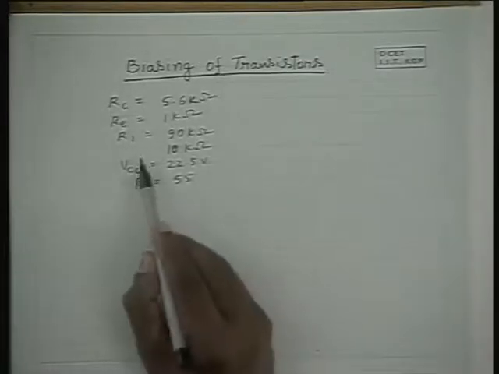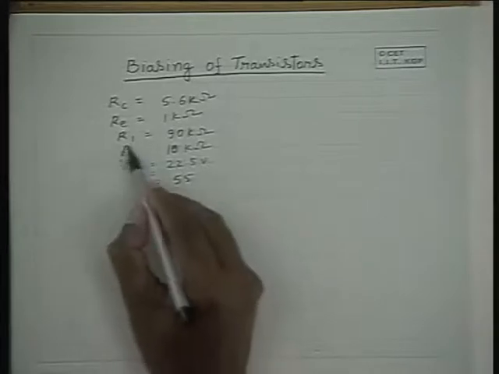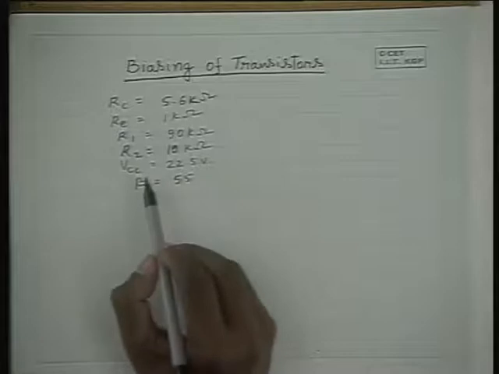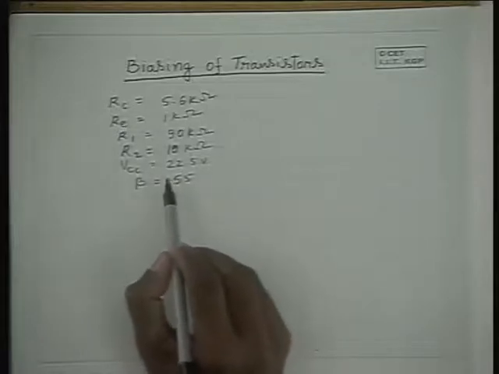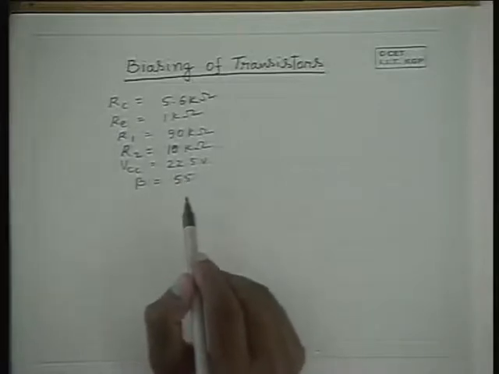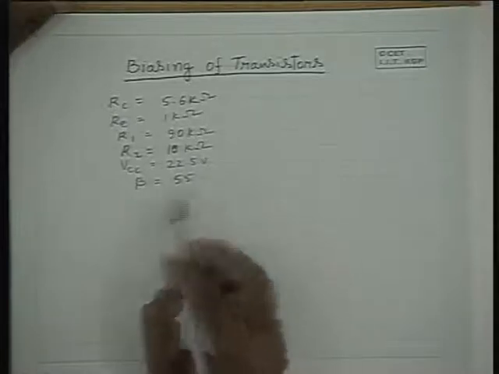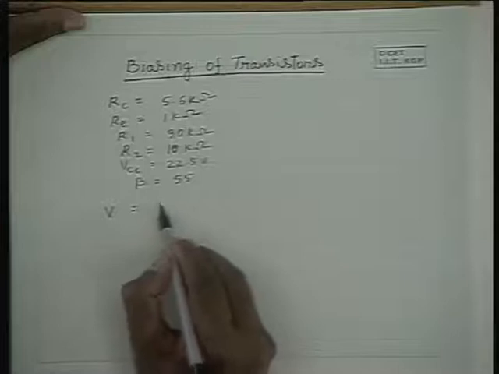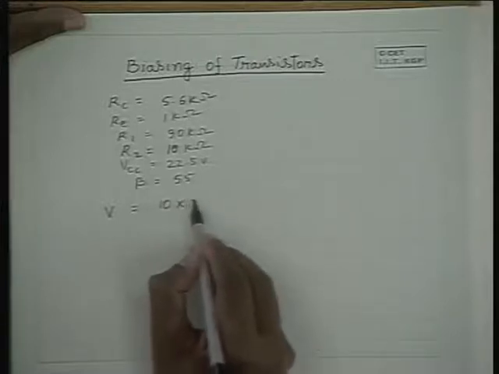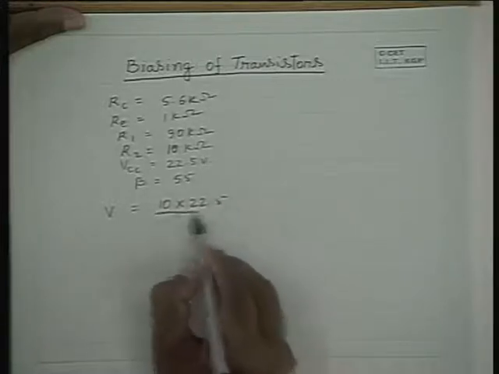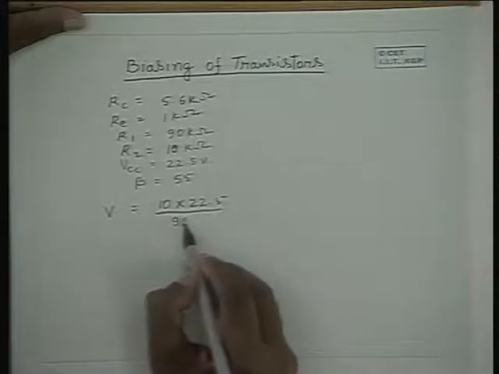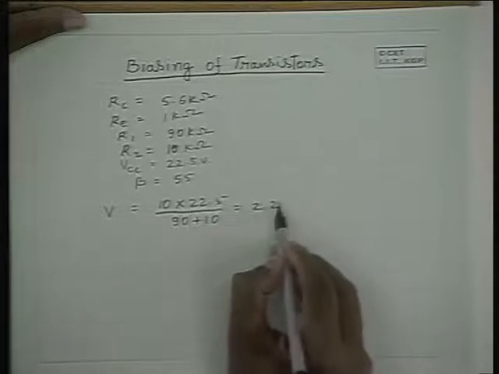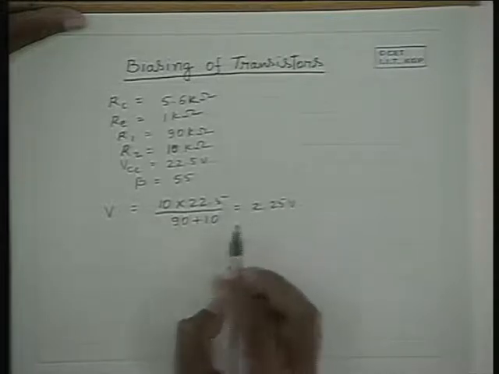Now with the base side biasing R1 equal to 90 kilo ohms, R2 equal to 10 kilo ohms and the collector supply equal to 22.5 volts, we can get the Thevenin's equivalent voltage as R2 into 22.5, that is VCC, divided by R1 plus R2, that is 90 plus 10. So it gives us 2.25 volts. This is the Thevenin's voltage.